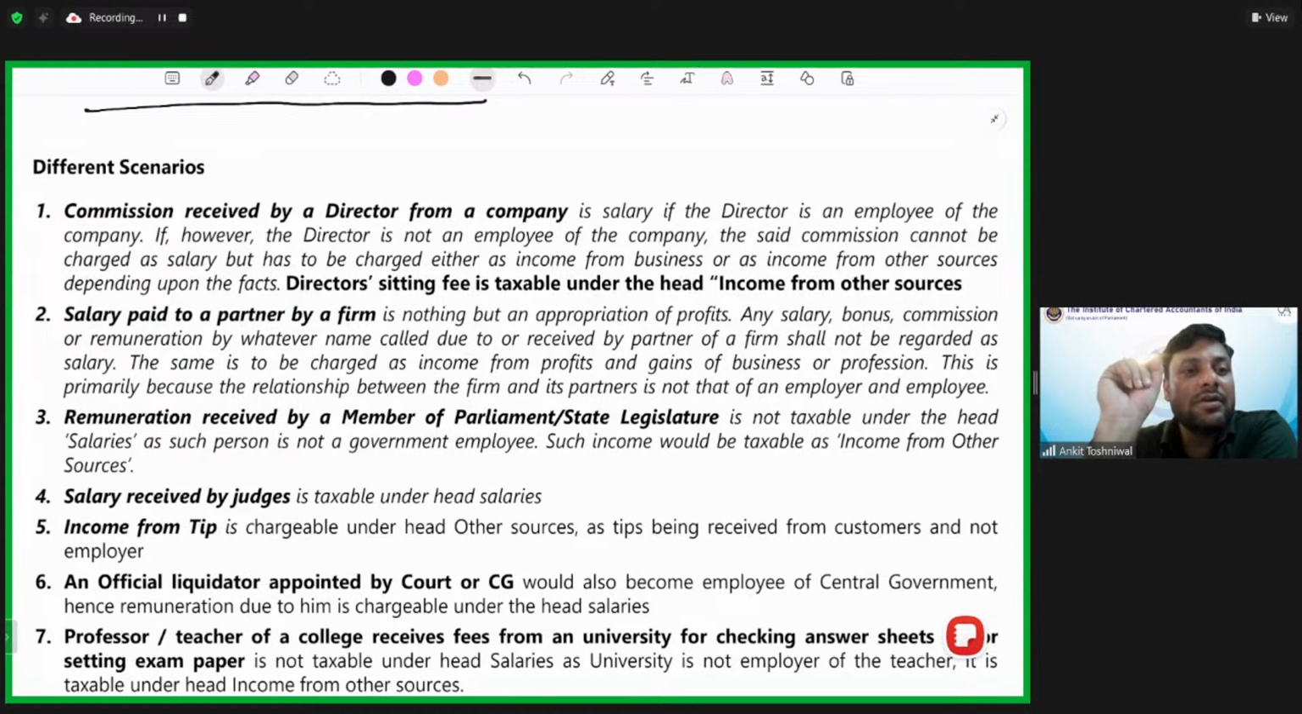So there is a concept of agency. Every partner is an agent as well as principal of another partner. Therefore, a partner is neither an employer nor an employee of another partner. Therefore, the salary from a firm is not taxable under the head salary. It is taxable under PGBP, business or profession. Got it?